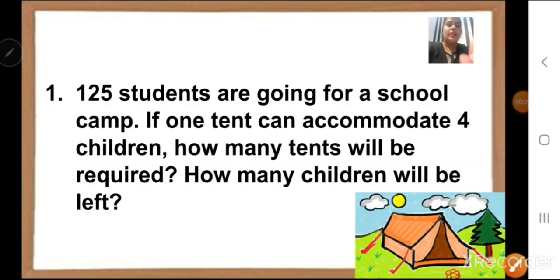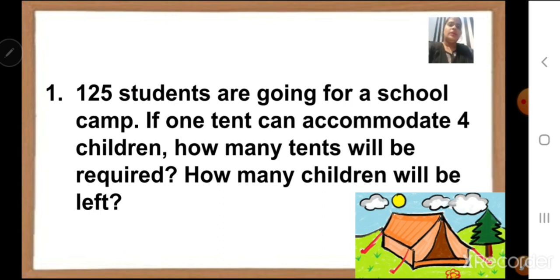So children, write question number 1 in your notebook. 125 students are going for a school camp. If one tent can accommodate 4 children, how many tents will be required? How many children will be left?